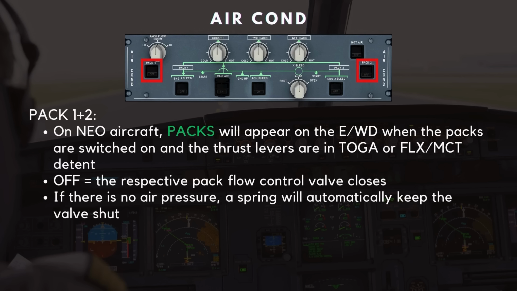On NEO aircraft, packs will appear on the EWD when the packs are switched on and the thrust levers are in either the TOGA or Flex MCT detent. When the push button is in the off position, the respective pack flow control valve closes. If there is no air pressure, a spring will automatically keep the valve shut.